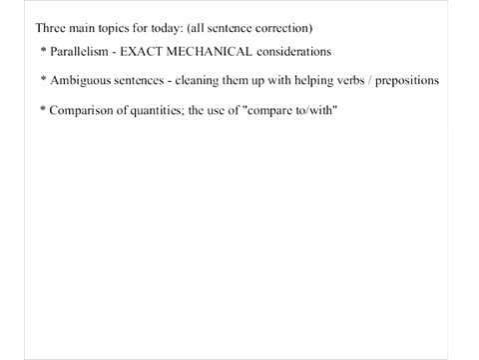We've got three main topics for you today. Here they are. We are going to talk about parallelism, exact mechanical considerations. A lot of you have probably learned parallelism from some kind of standpoint, but maybe not as exactly as you could. We're going to talk about ambiguous sentences, cleaning them up with helping verbs or prepositions, and we're going to talk about using comparisons in parallel sentences, specifically the use of the phrase compare to or compare with.